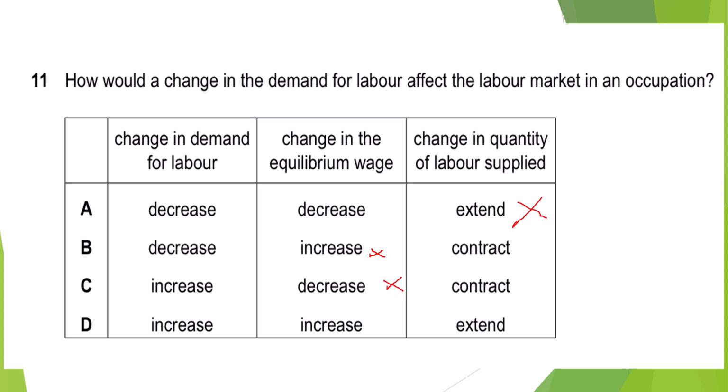Next, change in the demand for labor. If the demand for labor is going to increase, it means that the wages are going to increase. When wages increase, they are willing to supply more labor. So yes, these are all the correct ones and matching with each other. So here D would be the correct answer.